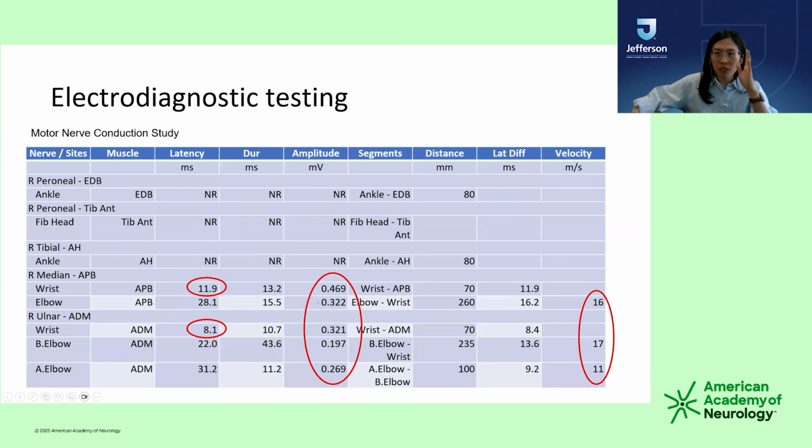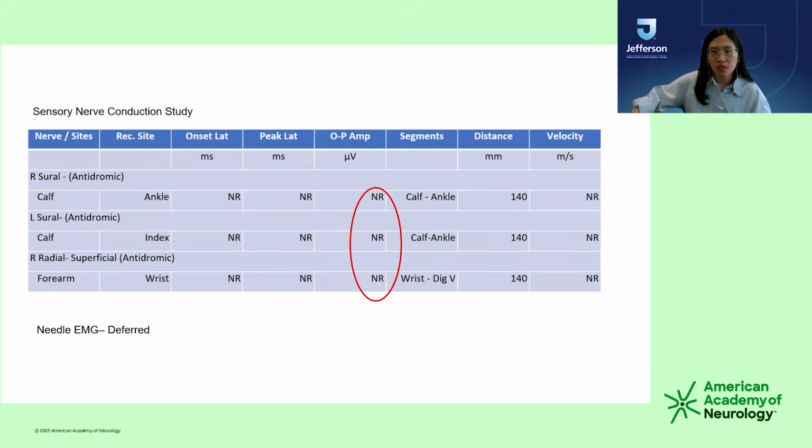Sometimes it can be hard to judge conduction block in patients with really reduced amplitude, but there's no clear conduction block. Although again, this is a real life patient, so sometimes the lines are a little bit blurred. But really prolonged distal latencies, incredibly slow conduction velocities without clear conduction block. And then he had absent sensory potentials as well. In this case, the needle exam was deferred.